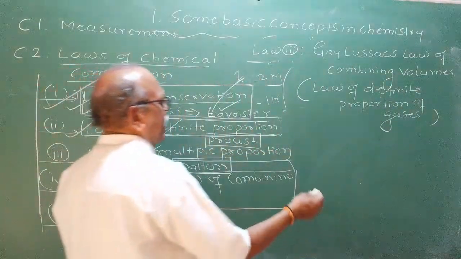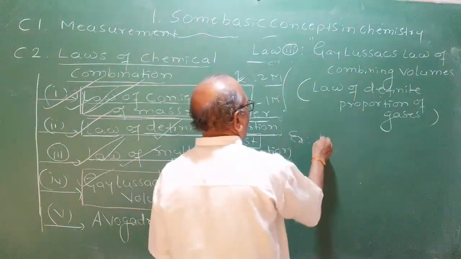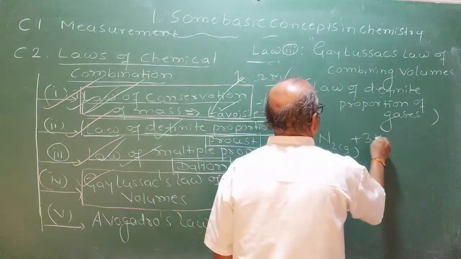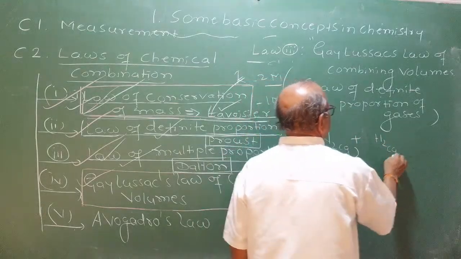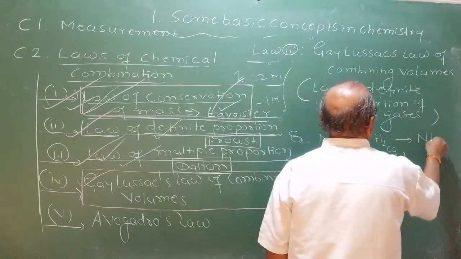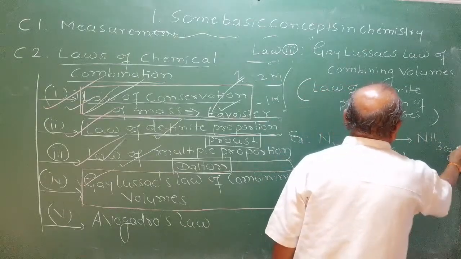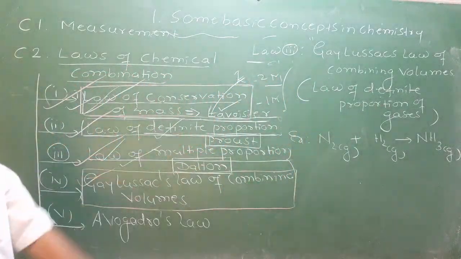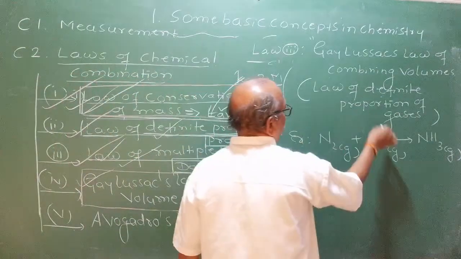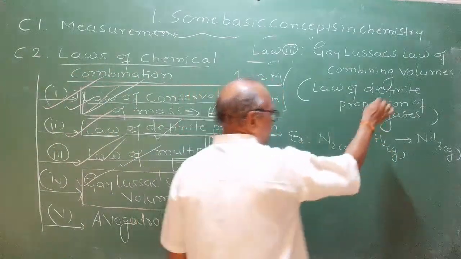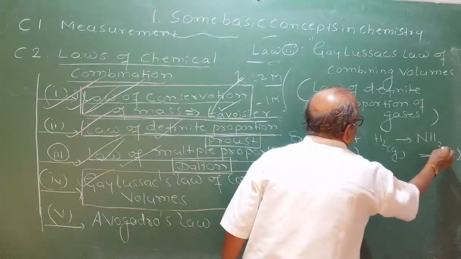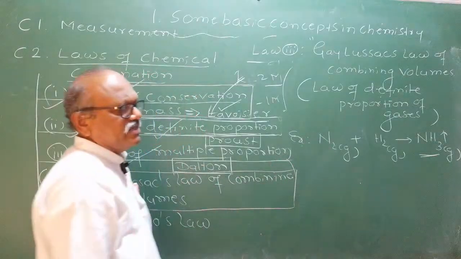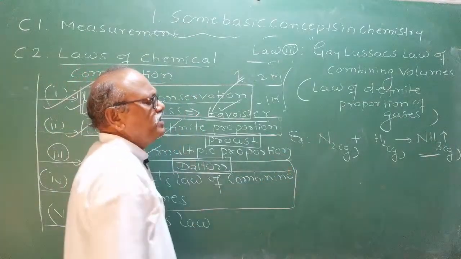Suppose that I take one example. I will take nitrogen gas, allow it to react with hydrogen gas, H2 gas, to form ammonia gas. This is prepared in the laboratory under suitable conditions. Let us not worry about it. Now, I have written the skeletal equation. When nitrogen combines with hydrogen in a definite proportion under suitable conditions, you will get ammonia gas. Ammonia gas is a pungent smelling gas. Nitrogen and hydrogen are colorless, odorless gases, but ammonia is a pungent smelling gas.